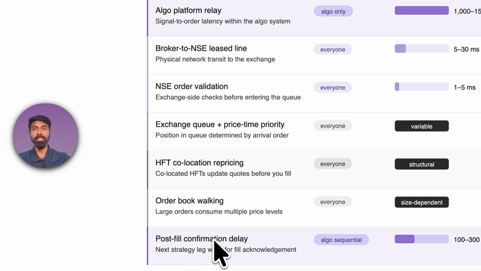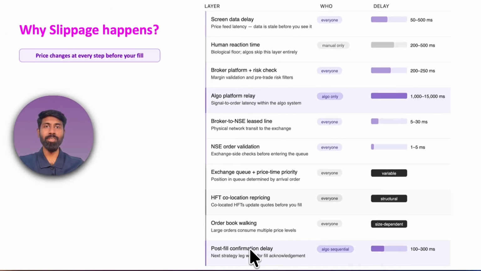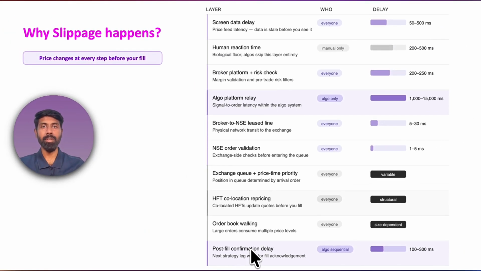So if you have a strategy which is based on sequential orders, let's say first this is going to be the first buy order, and after this is executed, then I need to do another order. Let's say there is a sequential play. Then in those cases, you are going to have more slippage.